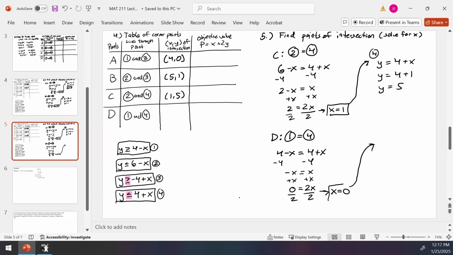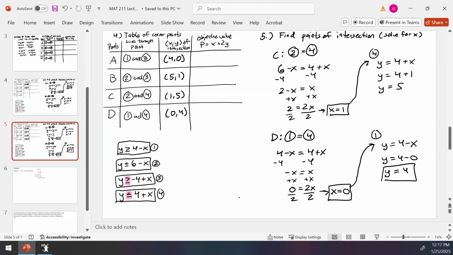Right? So that's good. And then I pick equation number 1. And equation number 1 says y equals 4 minus x. Y equals 4 minus 0. Y is equal to 4. And so that gives us the last coordinate, 0 comma 4.